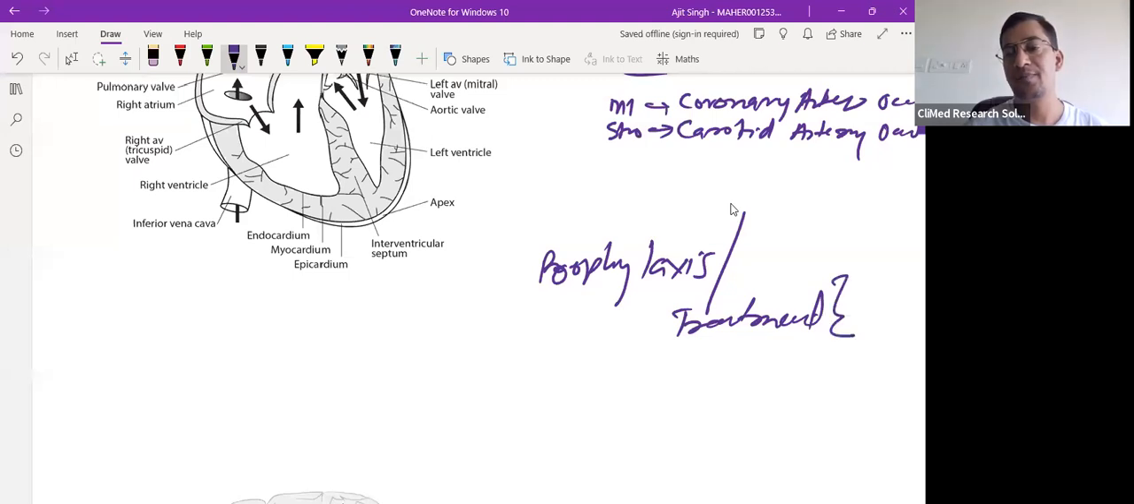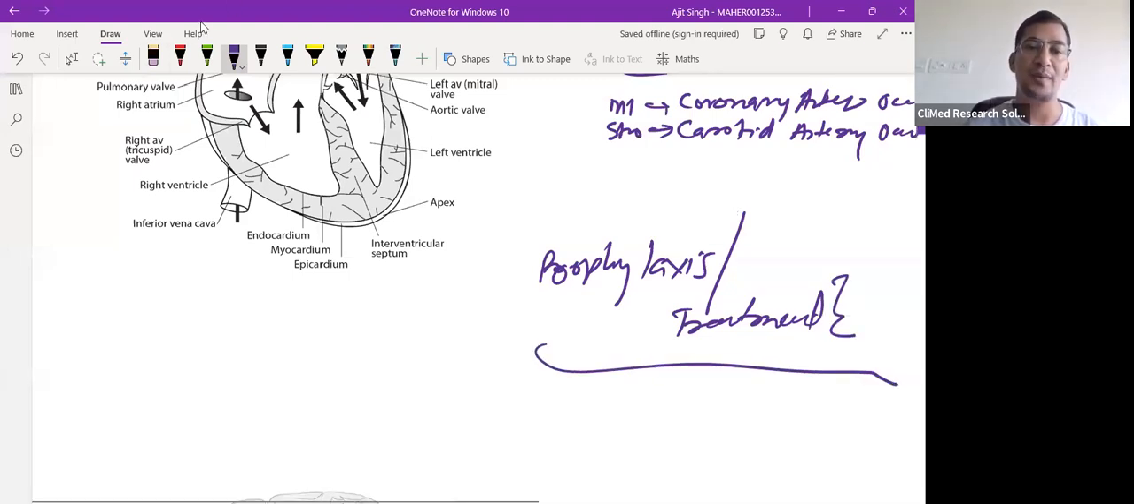Yes, guys, tell me. This is the question. Prophylaxis or treatment? What exactly are the antithrombotic agents? Tell me. Both. Prophylaxis, treatment, both. Okay.